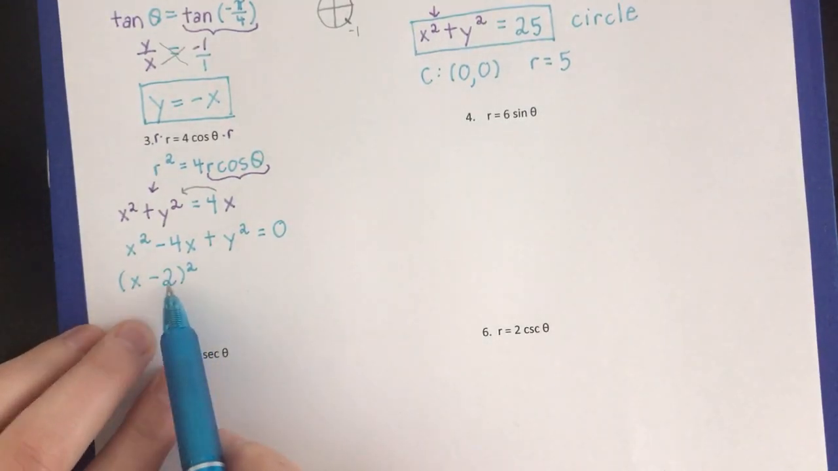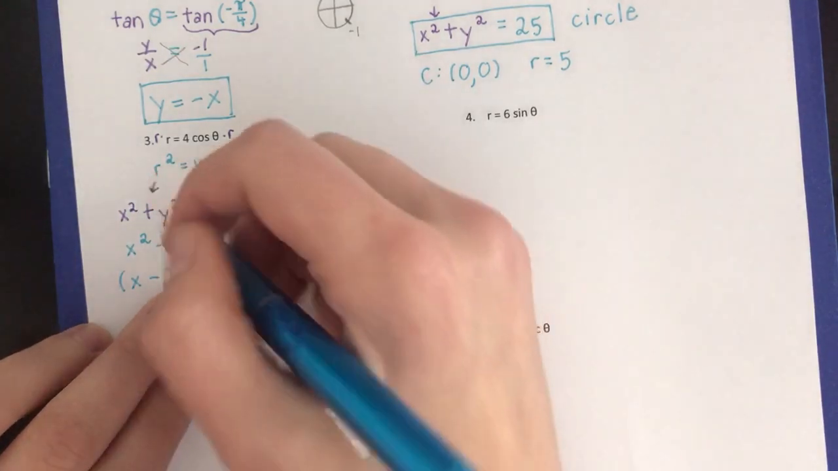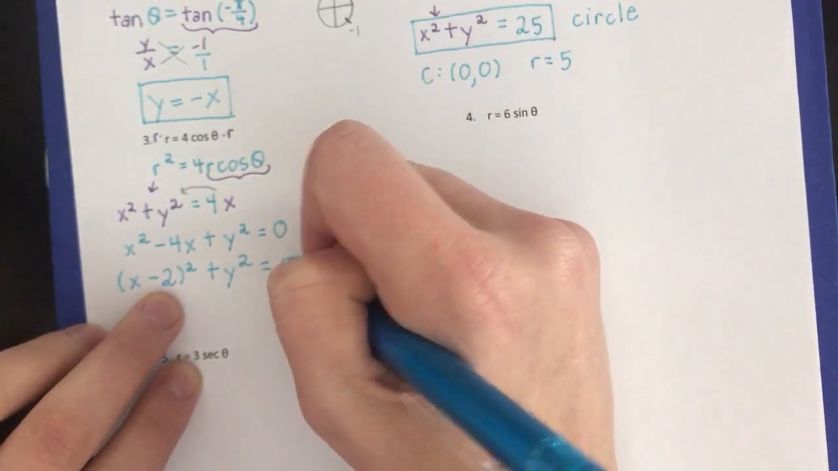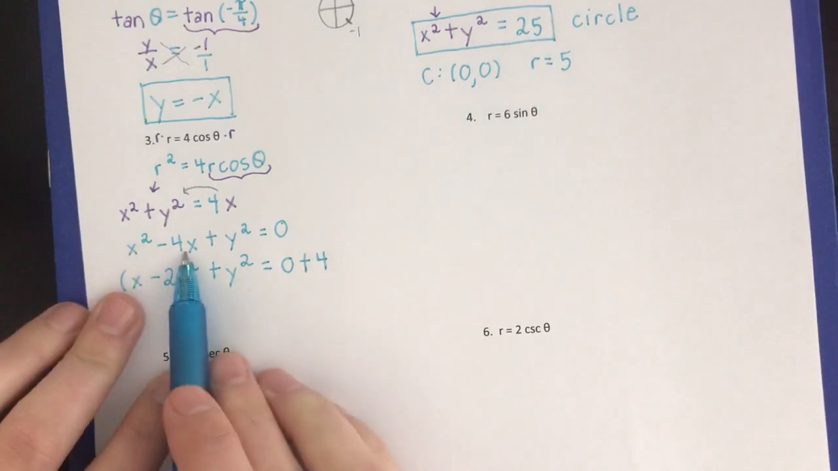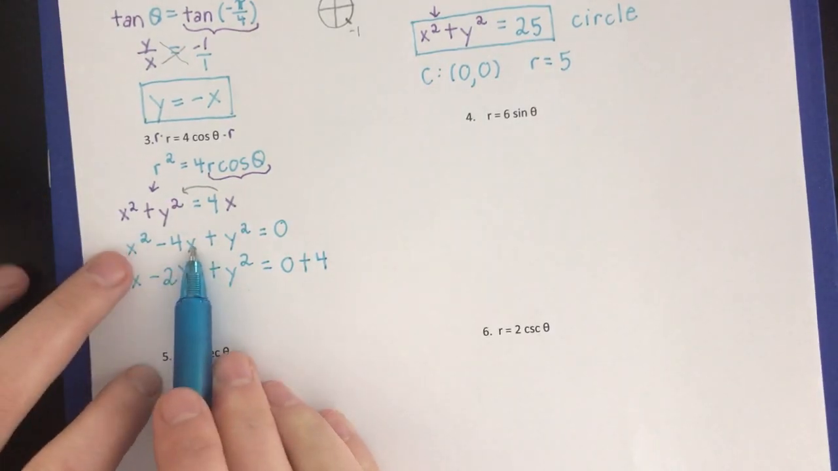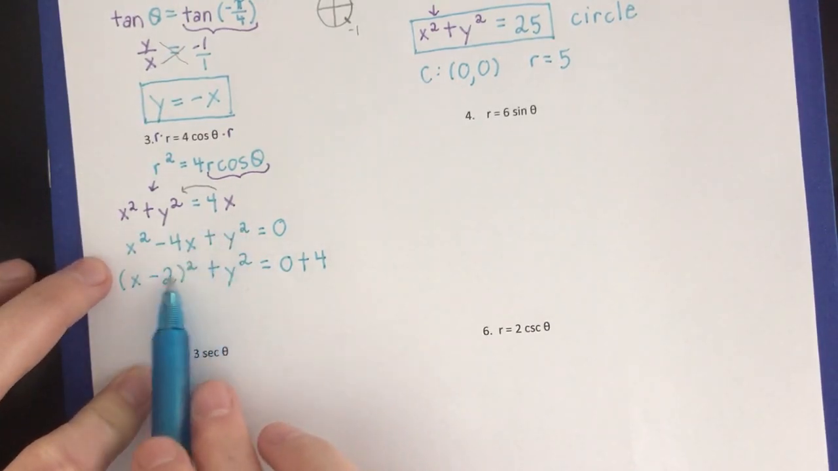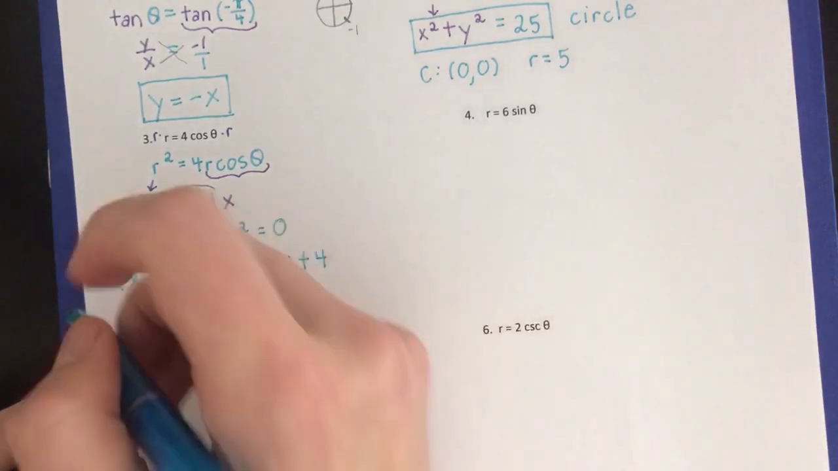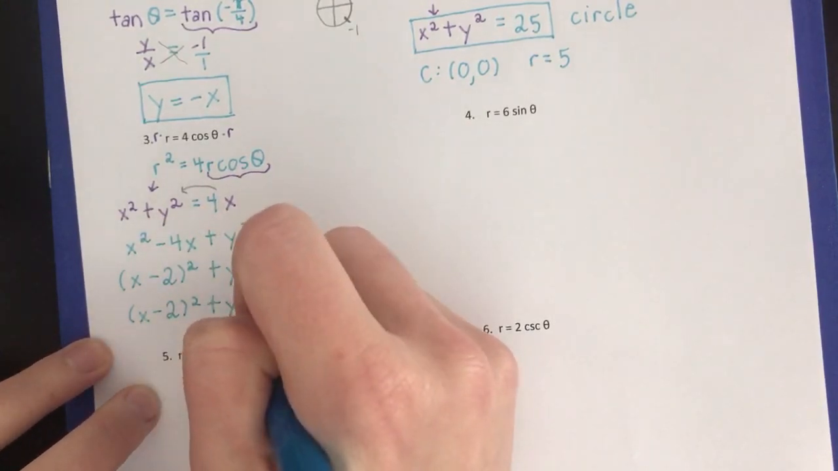Well, if you take x minus 2 and you FOIL it out, you would get x squared minus 4x plus 4. So if you add 4 to this side, to cancel it out, you will need to add 4 to this side. Because remember the x squared and the minus 4x, that all goes back to this. But then you would have this extra plus 4 that you don't have on this side. So since you'll be adding a plus 4 on this side, you'll need to add a plus 4 on this side. And then this becomes the equation for a circle.